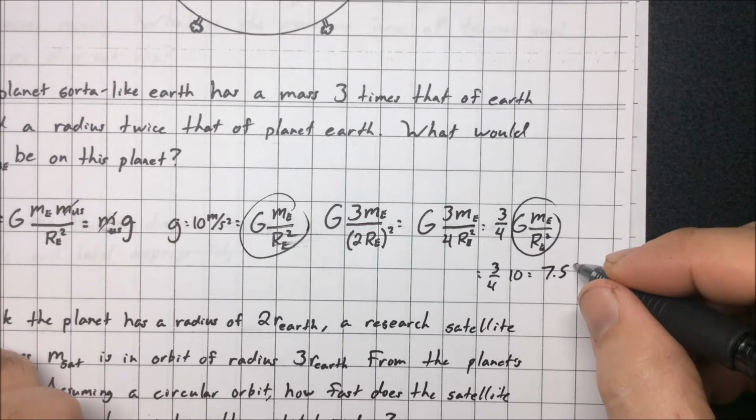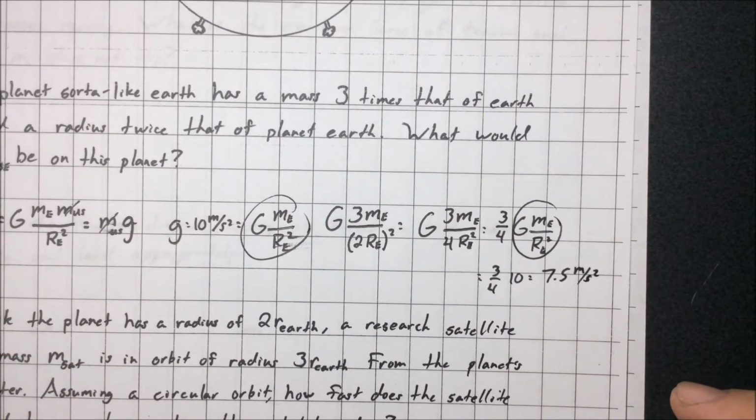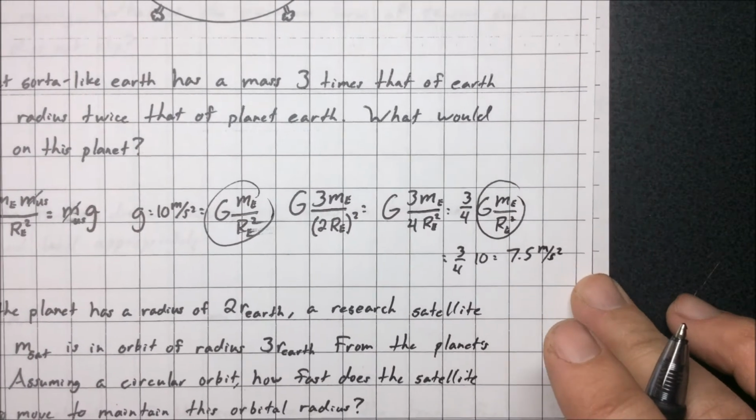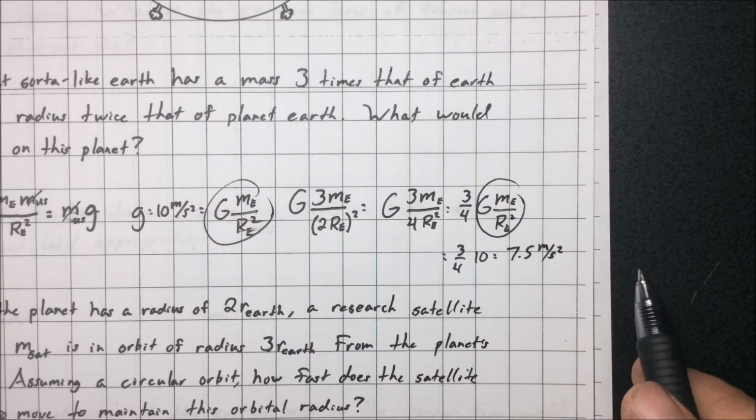Hopefully we did that right. Meters per second squared. So if you go to this planet, although it is more massive and bigger than Earth, that actually does change the density of it. And so the gravitational acceleration is going to be 7.5. You're going to feel lighter on this planet. And about a fourth lighter than what you feel now, which would help you jump higher.